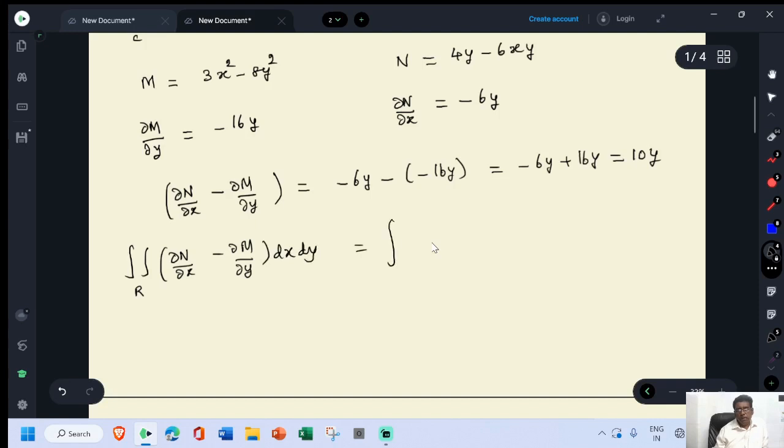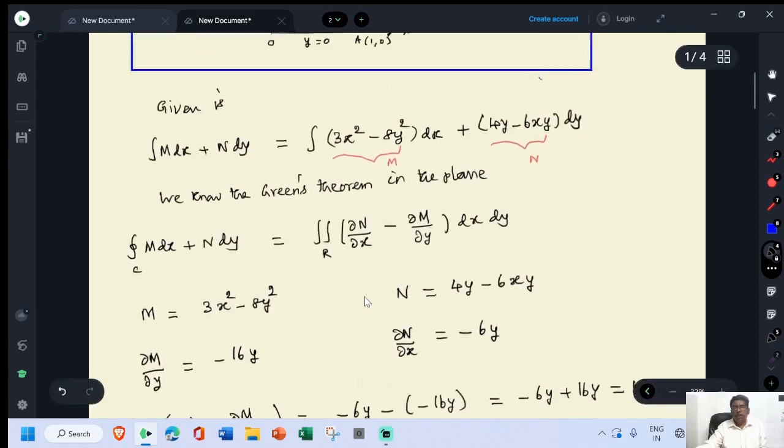is equal to, putting in the integrals, the double integral of 10y dx dy. Now what are the limits? Lower limit of x equal to what? Upper limit of x equal to what? Then lower limit of y equal to what? Upper limit of y equal to what?